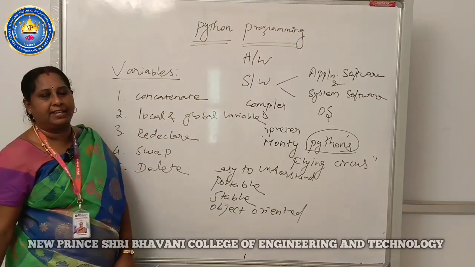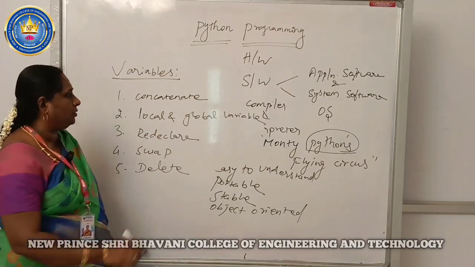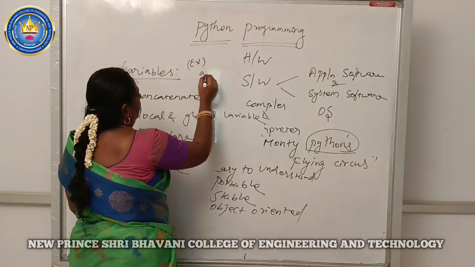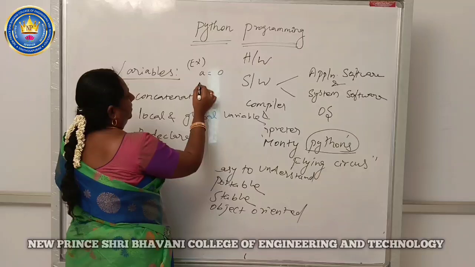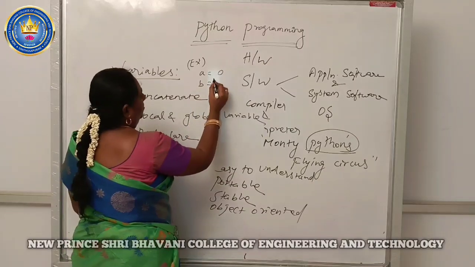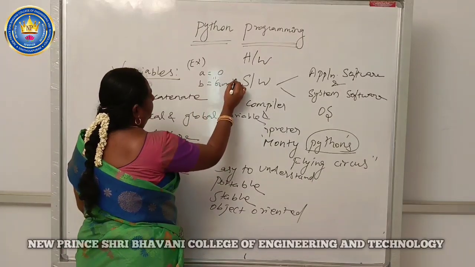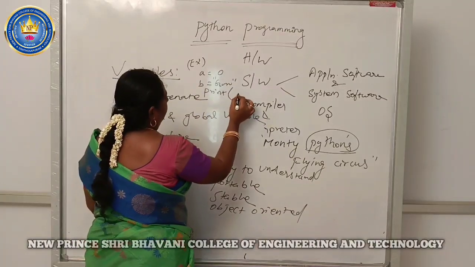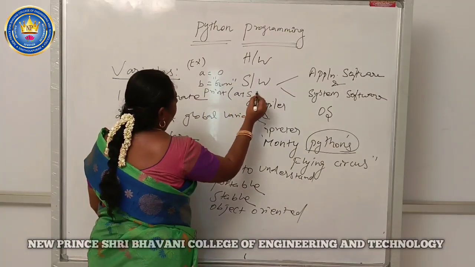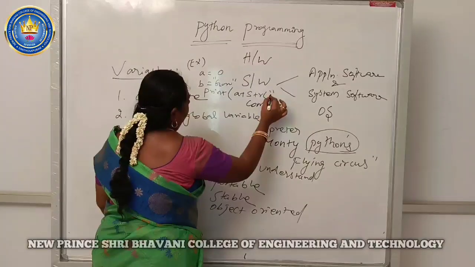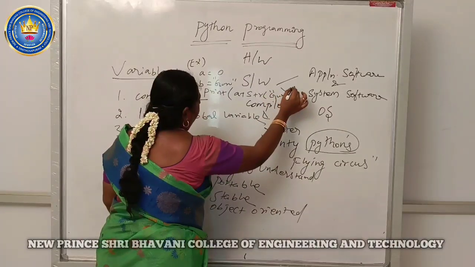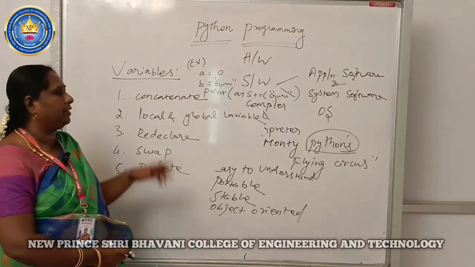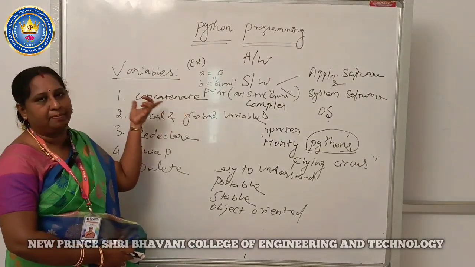First one is concatenate. We can concatenate both the string and number together. For example, A is equal to 0 and B is equal to some string. So we can concatenate A and B, both number and string together. That is the plus point in concatenation of variables in Python.